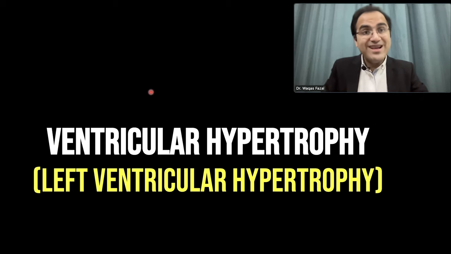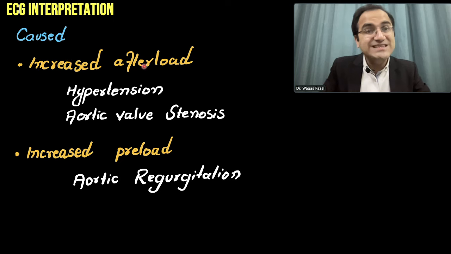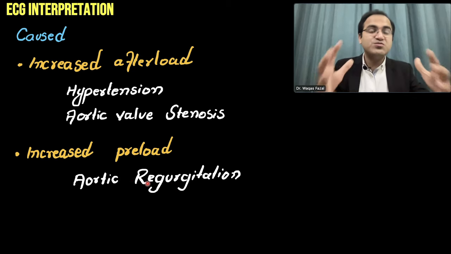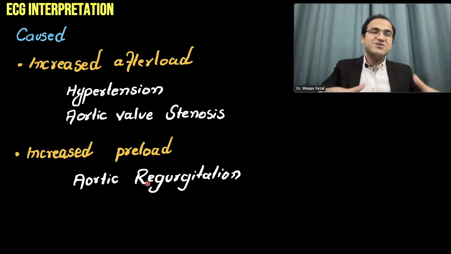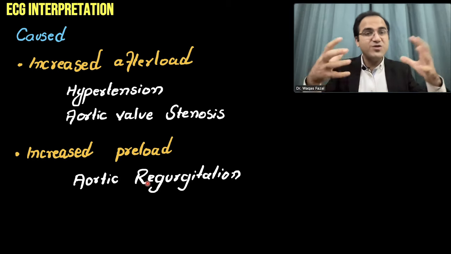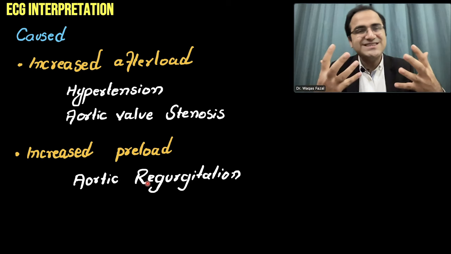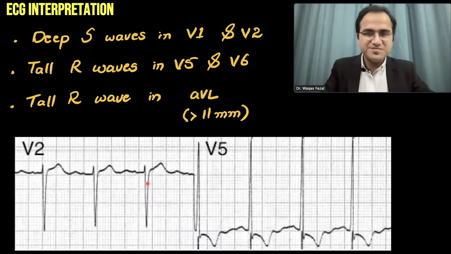Now let's move toward left ventricular hypertrophy. Left ventricular hypertrophy is caused by increased afterload, such as hypertension or aortic valve stenosis, or increased preload in aortic regurgitation, anything that puts more pressure. In hypertension, the ventricle has to push harder to push the blood out of the heart. In aortic stenosis, the valve is stenosed and the ventricle has to push hard. All these things result in hypertrophy of the heart.